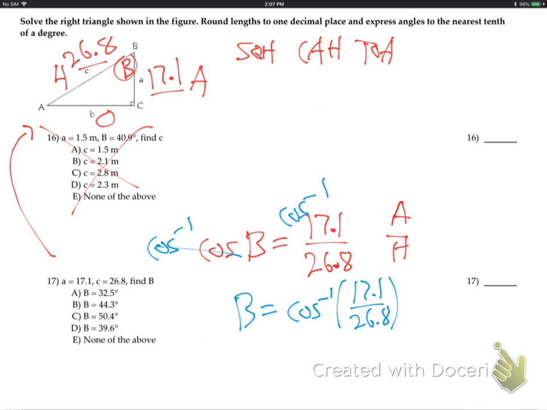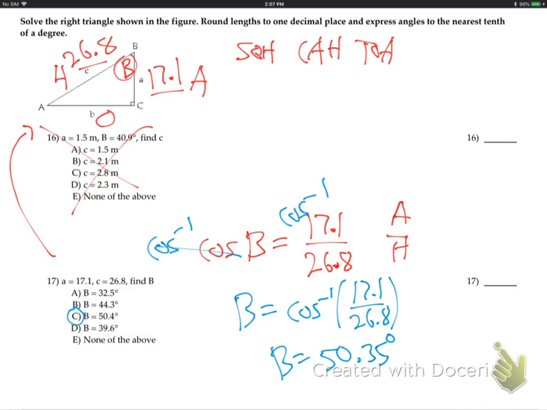So you just do that in your calculator. 17.1 divided by 26.8, and then you have to hit inverse cosine. I'm getting 50.35 degrees. 50.4. There it is. C. Good on that one.